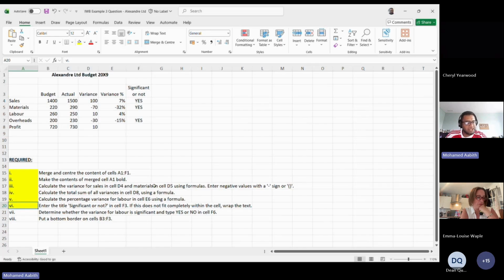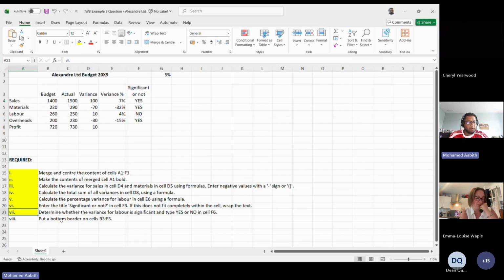Now the next part, determine whether the variance for labor is significant and type yes or no in cell F6. So what I need to do is find out whether they are significant or not, because you have to remember, again, I'm going to use the 5%. Okay, the 5% is the target. So these three are significant because they are more than 5%. So what do you think about this one? This is definitely no. Okay, it is no because that is not significant. So we have done that.